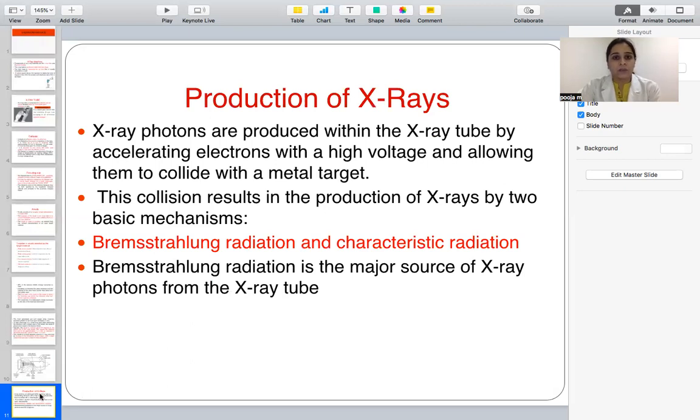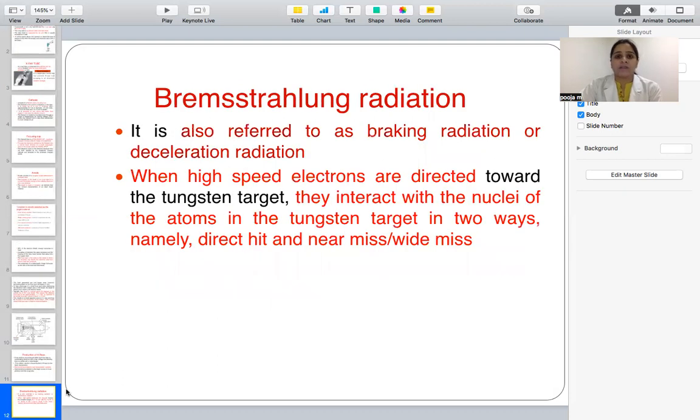Now coming to the production of X-rays, how are X-rays produced? What is the process through which X-rays are produced? X-rays are produced mainly by two mechanisms, which are called Bremsstrahlung radiation and characteristic radiation. The majority of the X-ray photons from the X-ray tube are produced through Bremsstrahlung radiation only. So what is Bremsstrahlung radiation? It is also referred to as braking radiation or deceleration radiation.